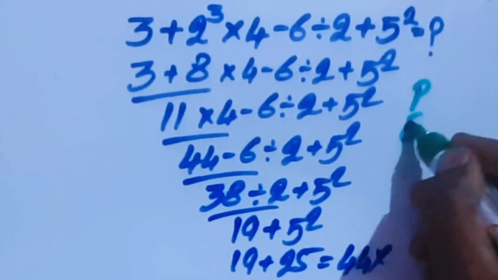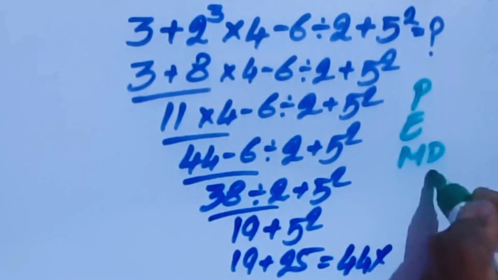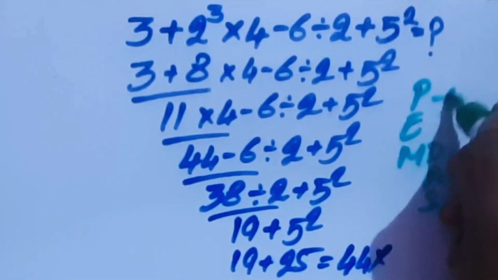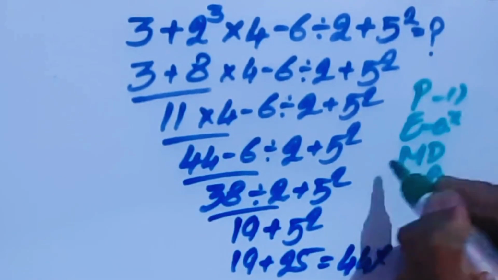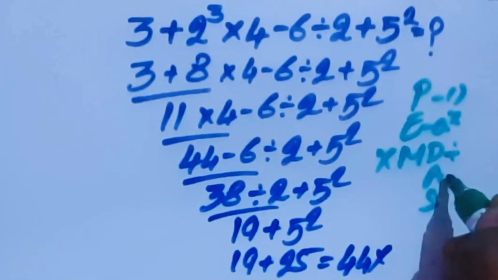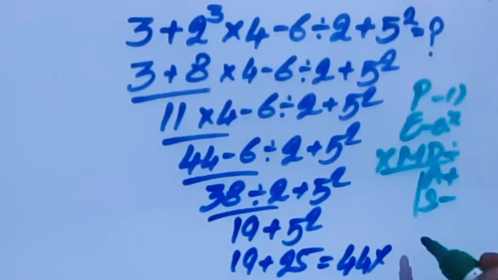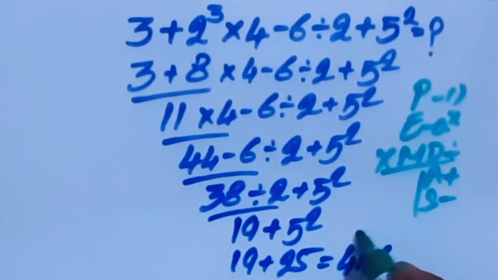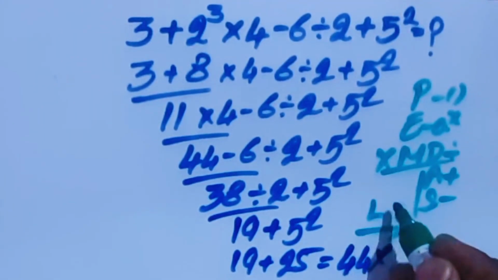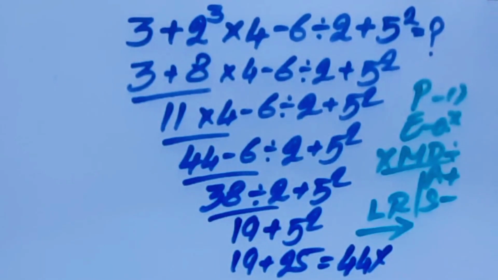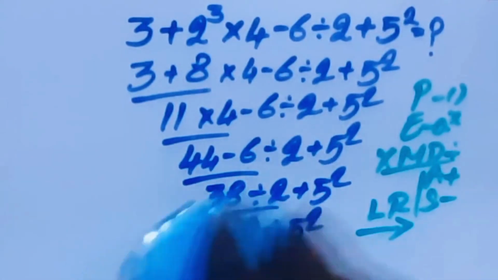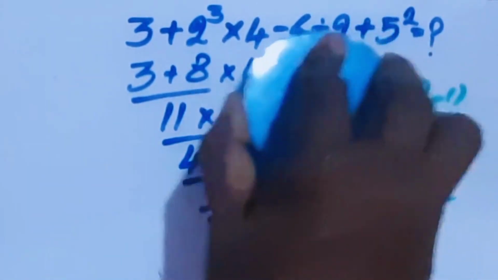Here we are going to introduce this PEMDAS rule from order of operations. P is bracket, higher priority, E is exponent. M stands for multiplication, D stands for division, A stands for addition, S stands for subtraction. Here multiplication and division are equal priority. Also addition and subtraction are equal priority. For equal priority, we are going to introduce another rule called left to right. Now we are going to solve this problem the correct way by using the order of operations PEMDAS.